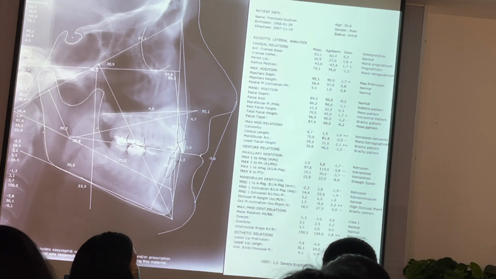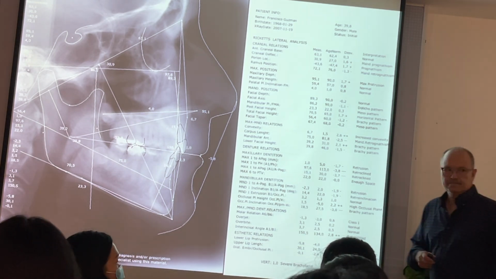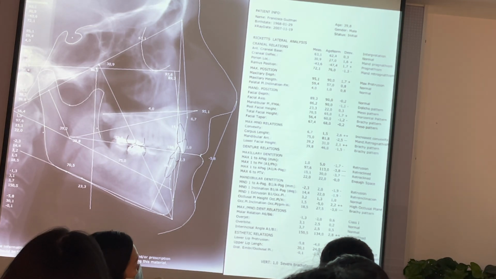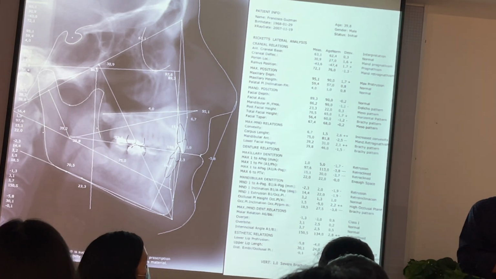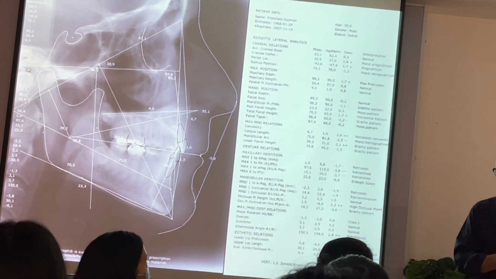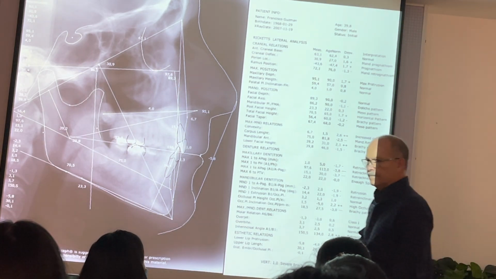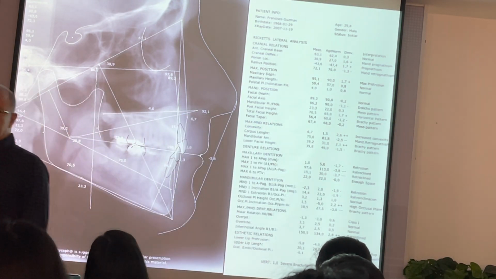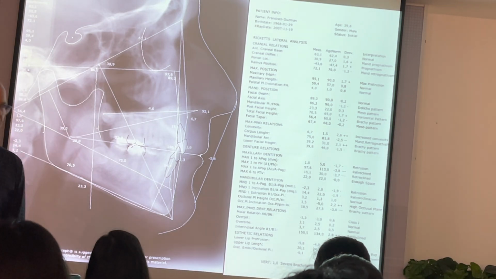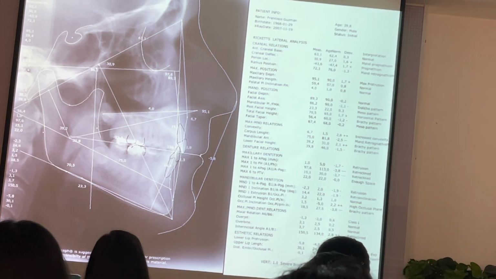So, I want your ideas. Correct the deep bite. Correct torque. Correct the deep bite. How? Intrude anterior teeth. Okay, yeah. Torquing. Okay, that's nice. I like your thinking. Yes, because many people maybe want to extrude posterior.